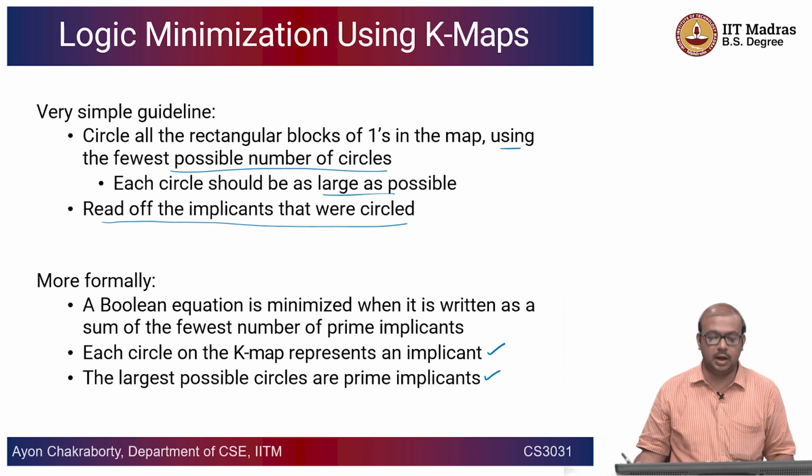Okay. In the last class, we started looking into how to use this Kmap technique to minimize logic circuits, right? And we also looked into a very simple recipe or guidelines: given a truth table, how do you use Kmaps to simplify the Boolean expression, right? So, just a quick revision. A very simple guideline is to circle all the rectangular blocks of ones in the map.